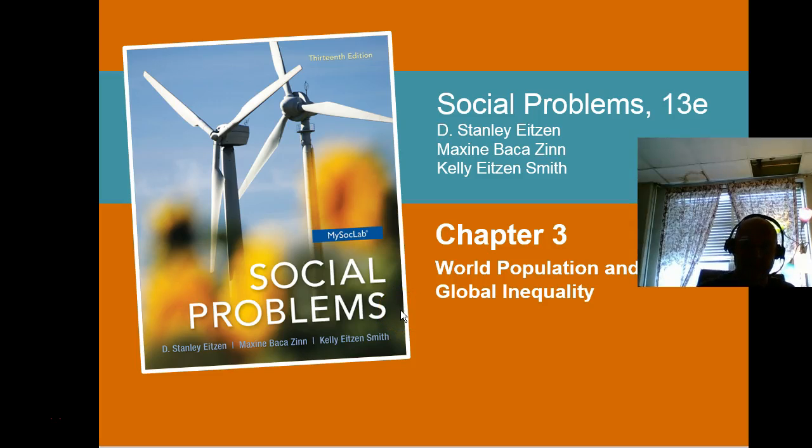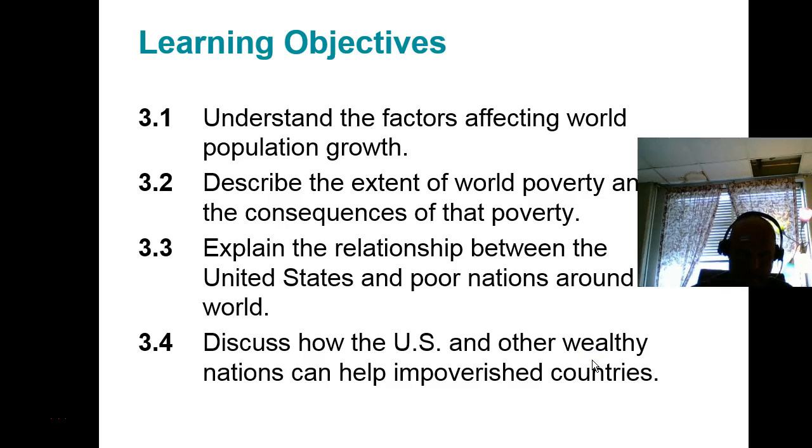In Chapter 3, we discuss world population and global inequality. The countries of the world vary widely in levels of material conditions. Some nations are disproportionately poor, with rampant hunger, disease, and illiteracy. Other nations are exceptionally well off with ample resources.